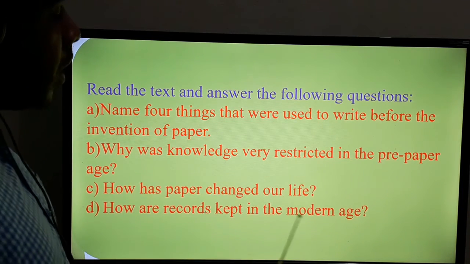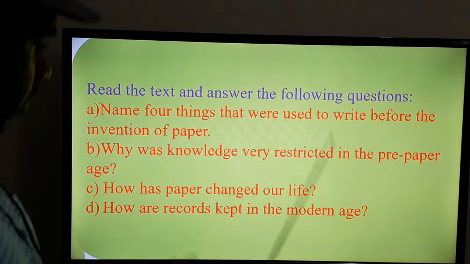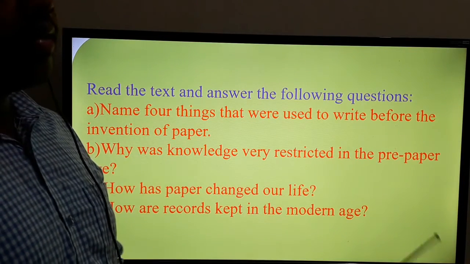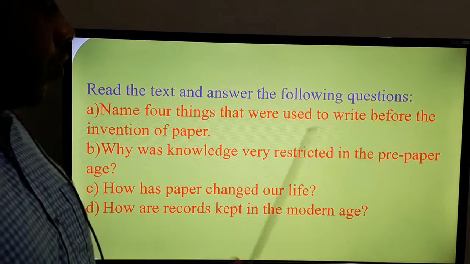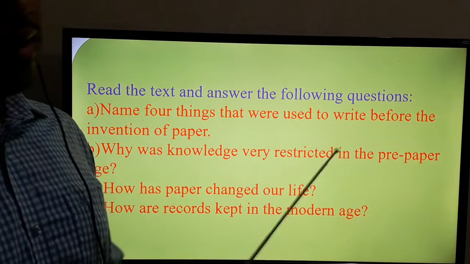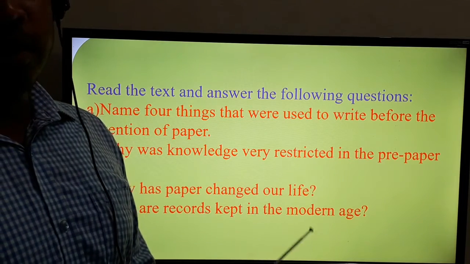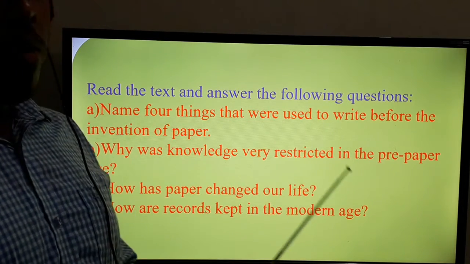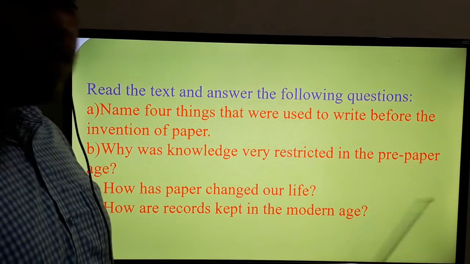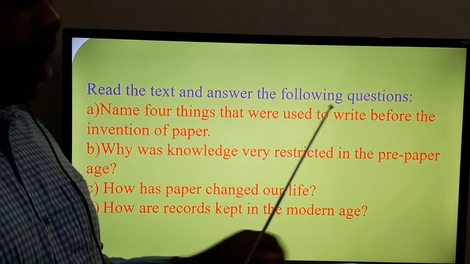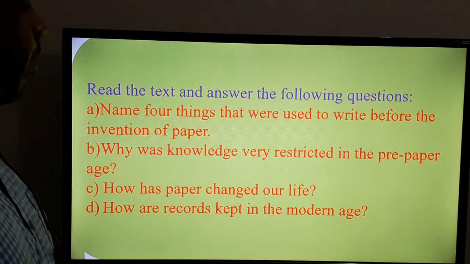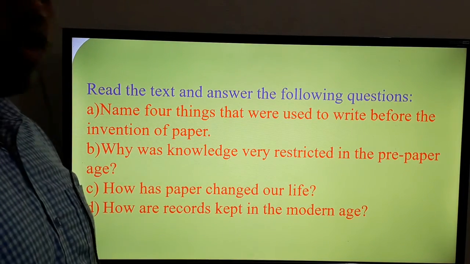How are records kept in the modern age? Now that is talking about the modern age. How are we keeping records nowadays? Yes, there are various ways. First of all, we can keep our records using paper. And lastly, there is a digital form. In your laptop or your mobile phone, you can keep hundreds and thousands of pieces of information, and that is easy to carry and send to someone else. So these are the ways that we keep information in the modern age.